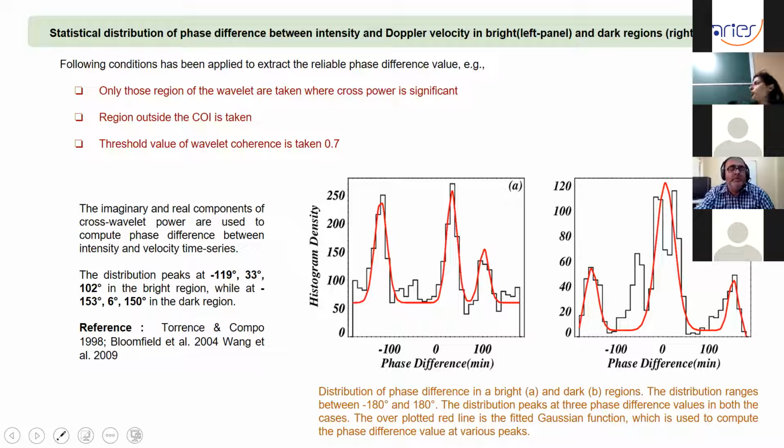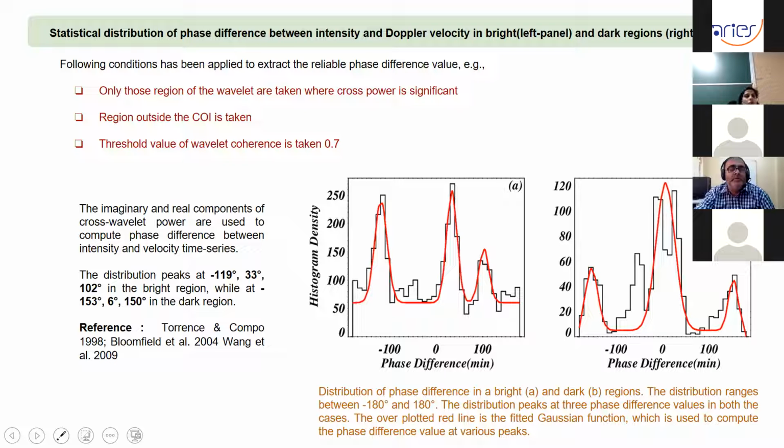Now these are the distributions. Panel A corresponds to bright region, and panel B corresponds to dark region. In both regions, we have found 3 peaks. In the bright region, the distribution peaks at -119 degree, 33 degree, and 102 degree. While in the dark region, the distribution peaks at 153 degree, 6 degree, and 153 degree.